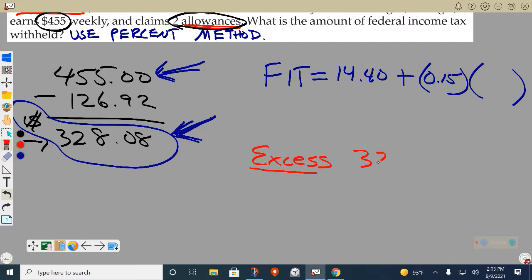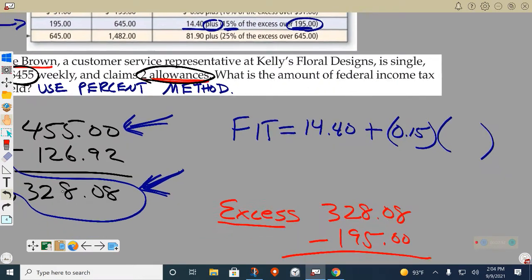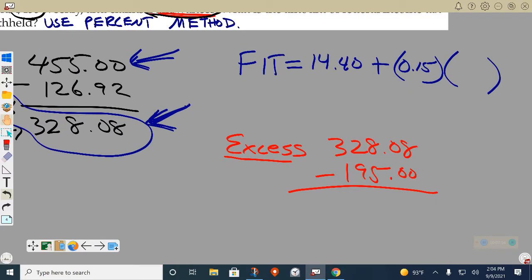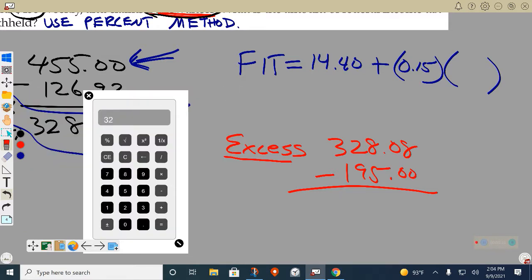I'm going to take how much she made, or her taxable wage, 328.08, and subtract 195 to figure out how much over 195 she is. And whatever that answer is, I'm going to take 15% of that. That's why I'm going to multiply 0.15 times whatever I get right here. We know how to do percentages. We did that the whole first week. So 328.08 minus 195.